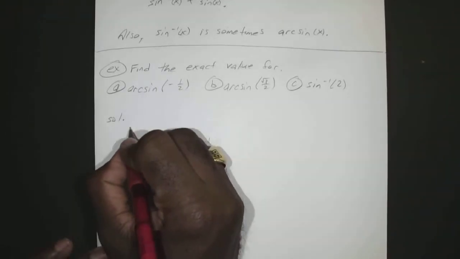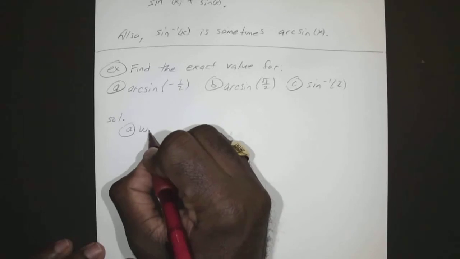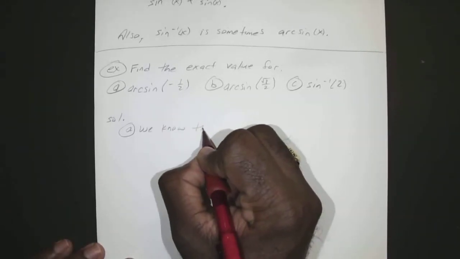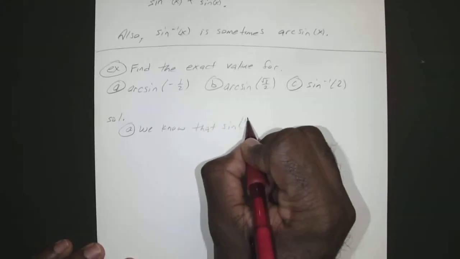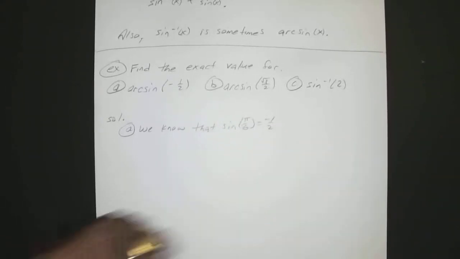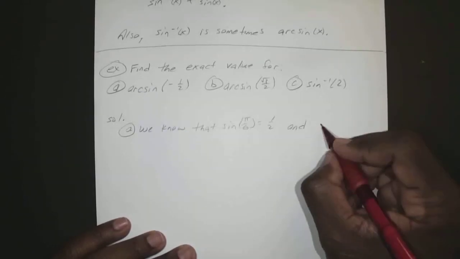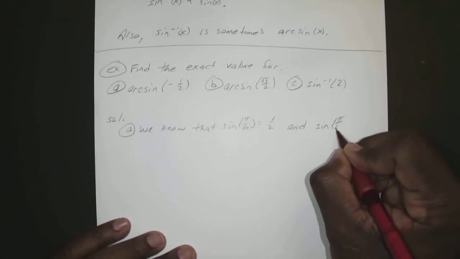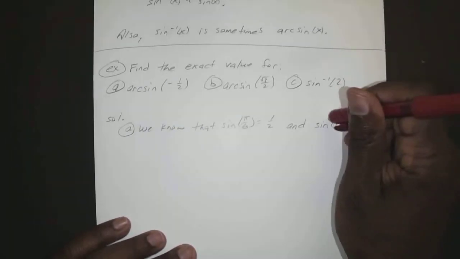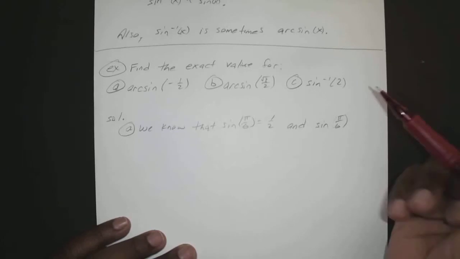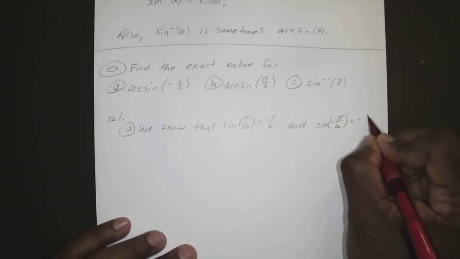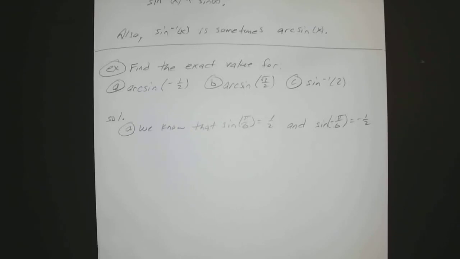Okay. Now for A, we know that sine of pi over 6 equals -1/2. Well, it actually equals +1/2. And we also know that sine of negative pi over 6 equals -1/2. Now, the thing is, negative pi over 6 is actually in our interval.